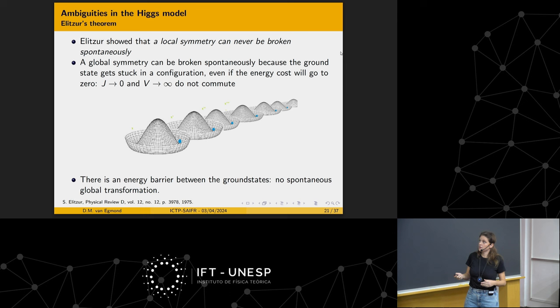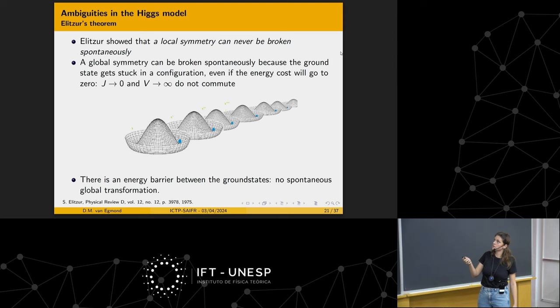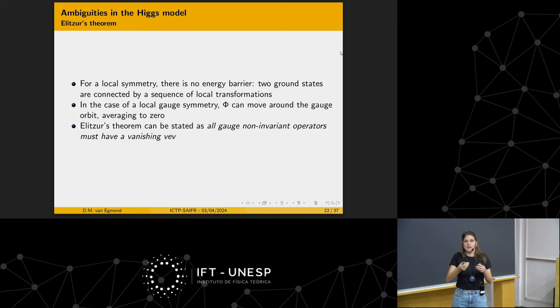So in conclusion, for a global symmetry there is an energy barrier between the ground states, and this is why no global transformation is possible, because our state would have to overcome this energy barrier. However, for a local symmetry, there is no energy barrier, because in a local symmetry we can never have the notion of an infinite volume. If we had an infinite volume, it would be a global symmetry. So a local symmetry is always, by definition, something that does not happen in an infinite volume. So any two ground states that are connected by a local symmetry can always be accessed by small local transformations.